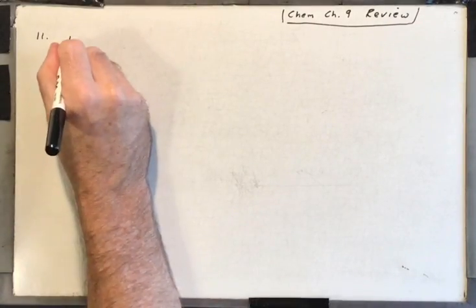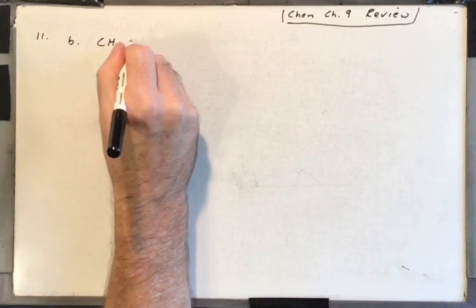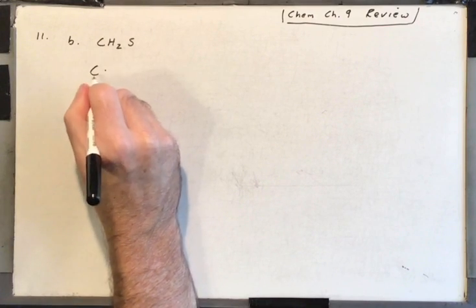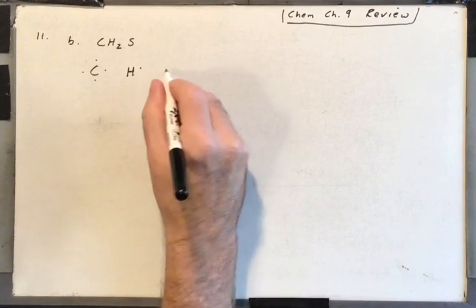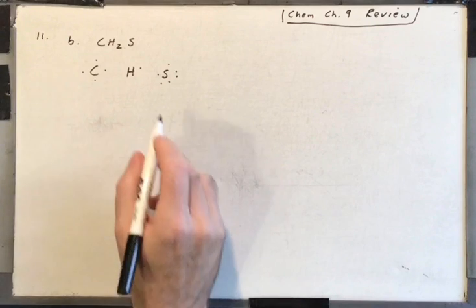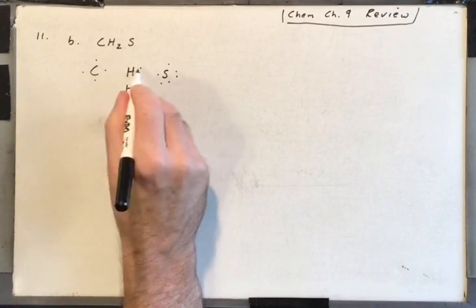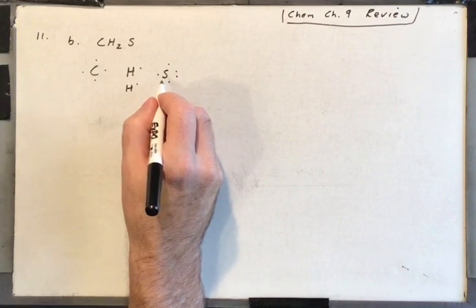We have CH2S. Carbon's always in the center, right? Each hydrogen has one, and then sulfur has 6 valence electrons. So we have two of these hydrogens. Each hydrogen can take a single bond. That's all it has room for. But the sulfur can take a double bond.